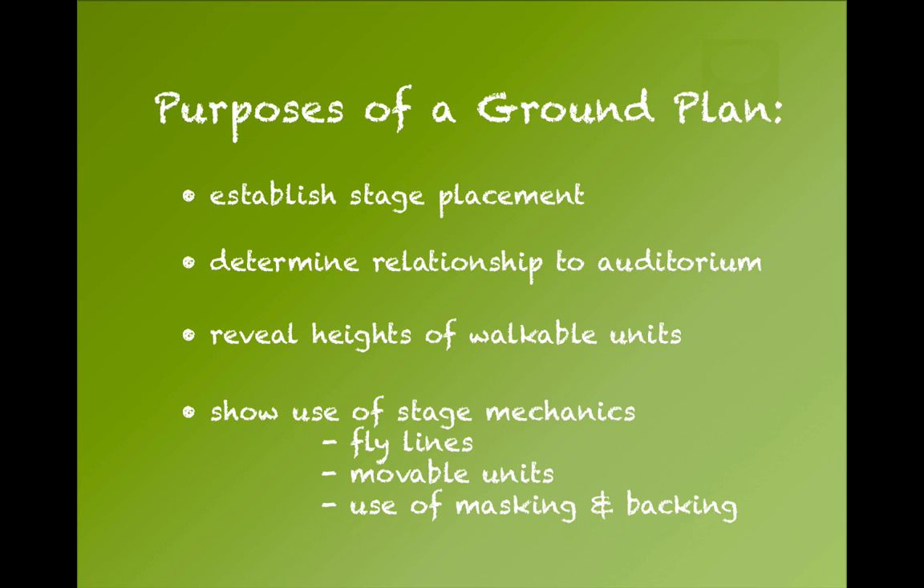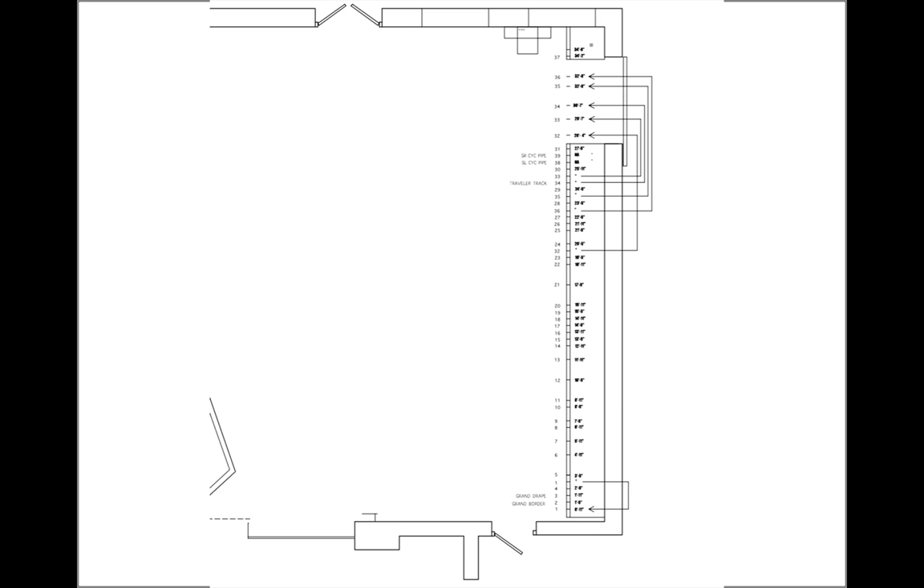A ground plan shows the use of stage mechanics, such as fly lines, any movable pieces of scenery, or the use of masking and backing to help mask the sight lines. Here's the side view of the theater floor plan, and you'll notice that this stage has a fly system represented with 37 different lines that can be used to fly objects in and out on the stage.